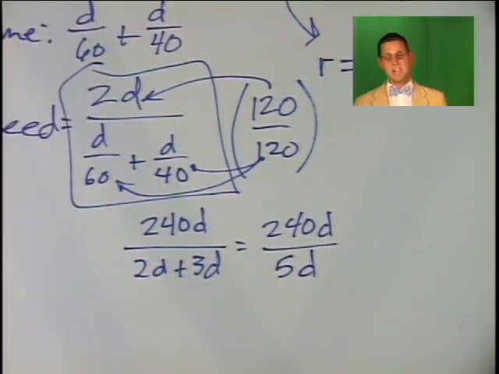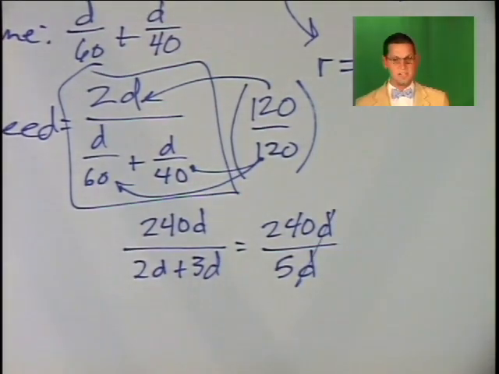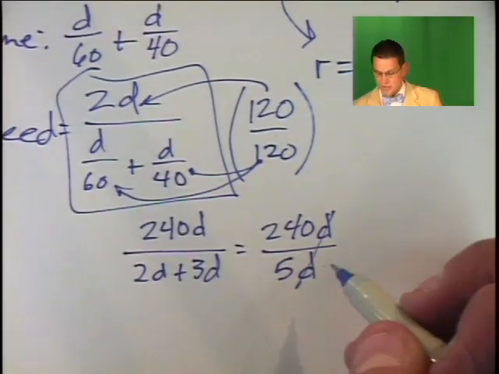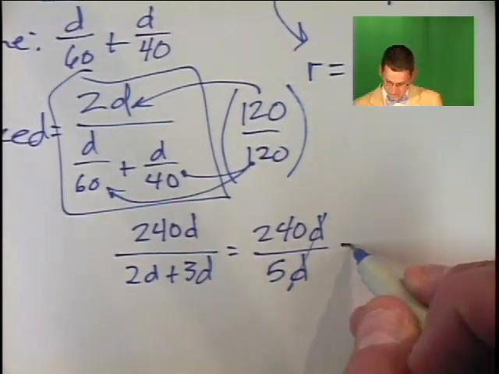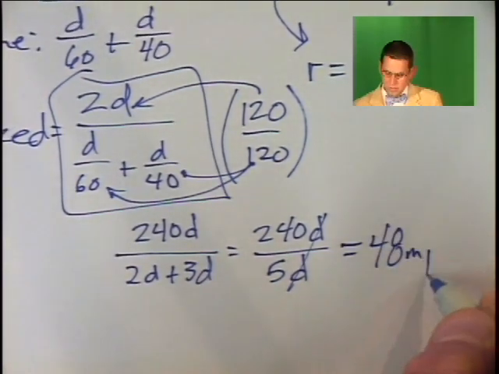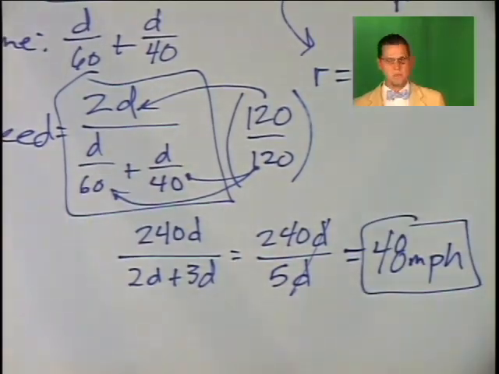Now notice, this is nice because the d's, the distances that I traveled, will divide out. So I could have traveled 1,000,000 miles both ways and averaged the same speeds, or only 1 mile both ways and averaged the same speed. The distance is really irrelevant. And I get 240 divided by 5, which comes out to be 48 miles per hour. Whoa, 48 was your average speed.